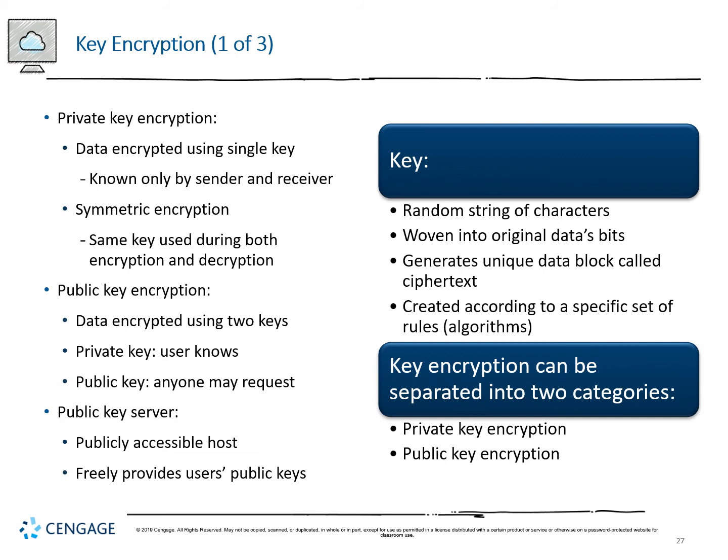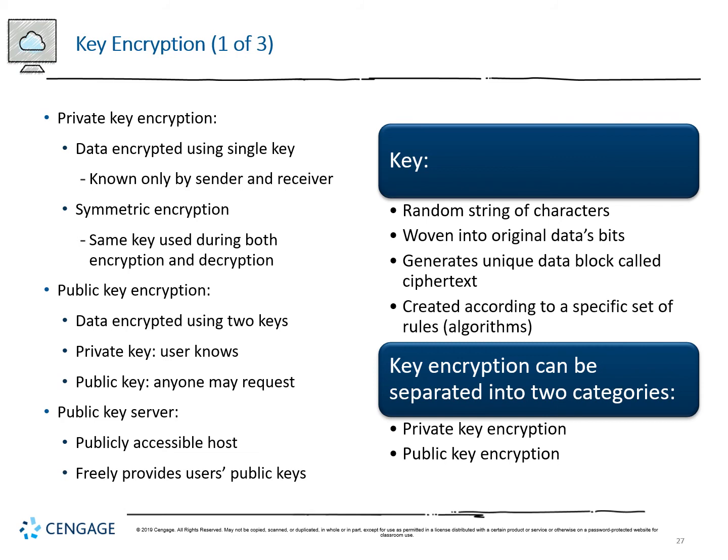Now, a key is just a random string of characters that is woven into the original data and generates a unique data block called ciphertext. This is usually created according to a specific set of rules, which we refer to as an algorithm. Key encryption can be split into two categories, public and private. Private key encryption means that the data is only dealing with a single key. This is known as symmetric encryption, so the same key has to be used during both encryption and decryption. This is a key known only by the sender and the receiver, so two people with the same key.